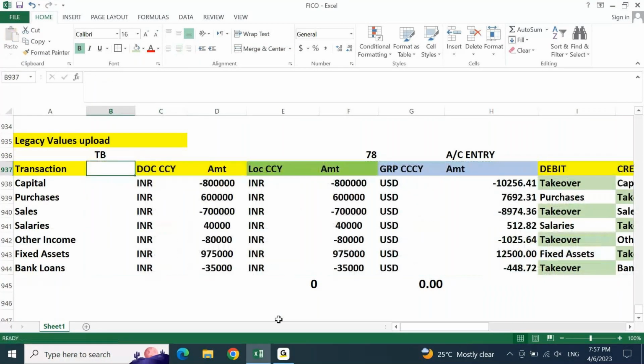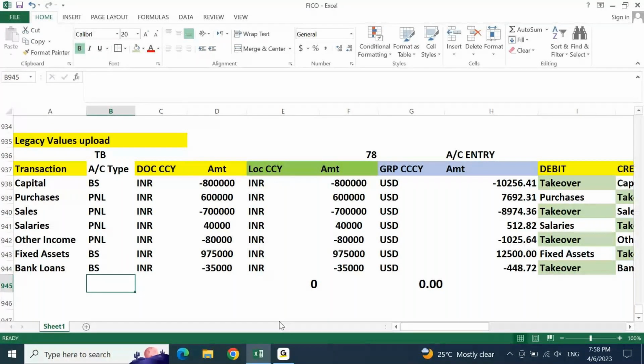Okay. I'll put account type. This is my balance sheet account. Purchases is my P&L account. Sales is a P&L account. Salaries is a P&L account. Other income, P&L account. Fixed assets, balance sheet. Bank loan, balance sheet.